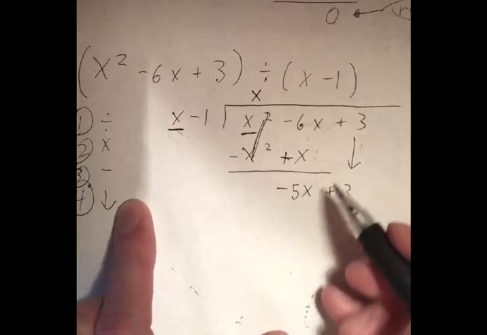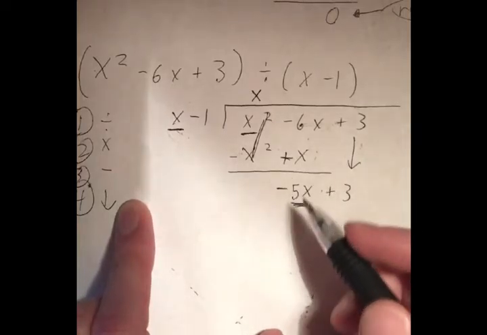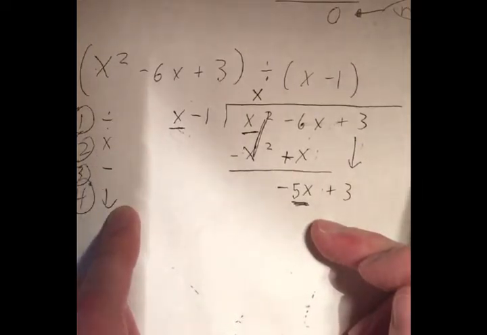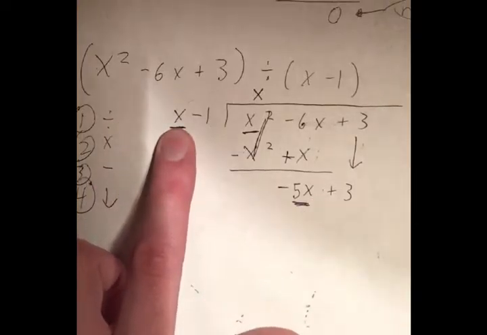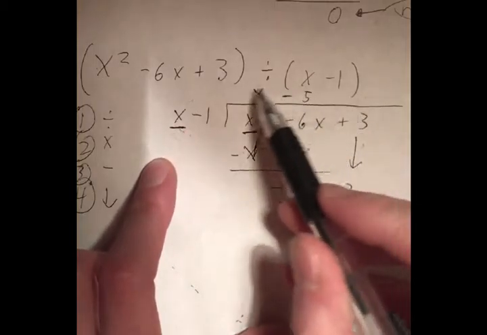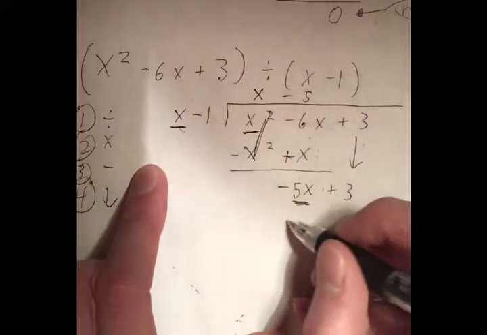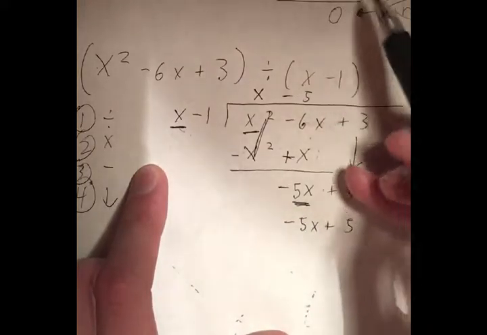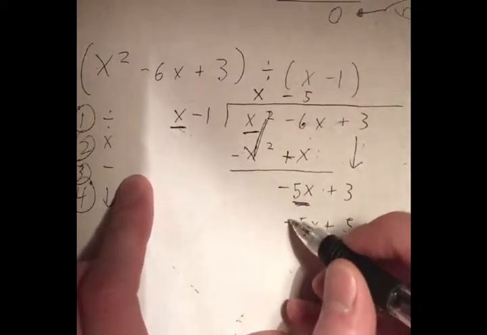Now here's where things are going to get kind of interesting. Do the same thing as before. We finished all 4 steps, so now we loop back to 1. Negative 5x divided by x, what do you get? We get negative 5. Multiply back: negative 5 times x minus 1 is negative 5x plus 5, same thing you got up here before I changed the sign. So subtract it, change every sign.